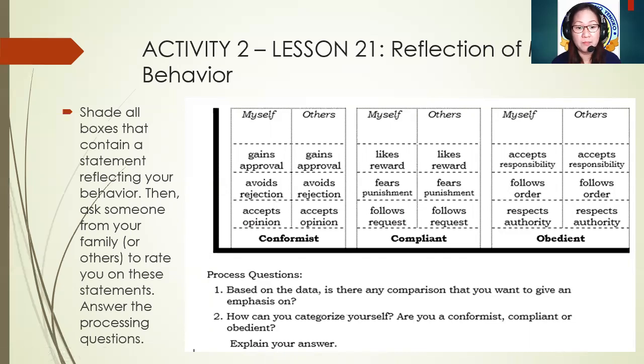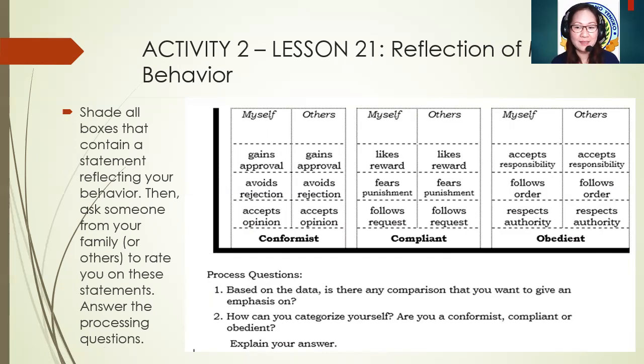Do you avoid rejection? So, kung sa tingin mo, nag-avoid ka, i-shade mo. And then, pag sinabi ng kausap mo, na tinatanong mo, na you really avoid rejection, so isa-shade mo rin yan. O, di ba? So, makikita natin in this activity, if you are more of a conformist, or more of a compliant, or more of obedient, kung natatandaan yung ating categories ng social influences. Okay?